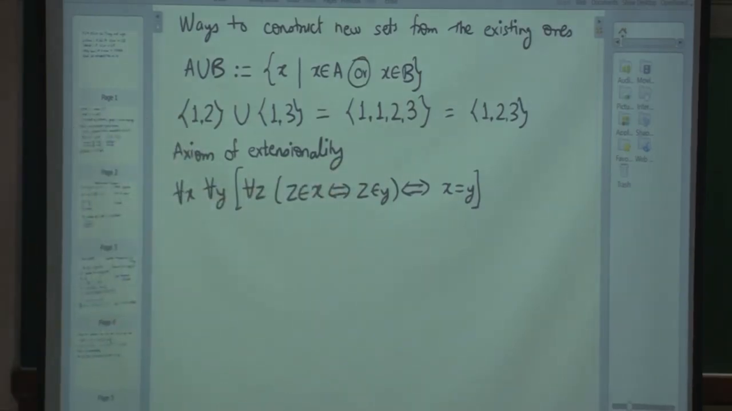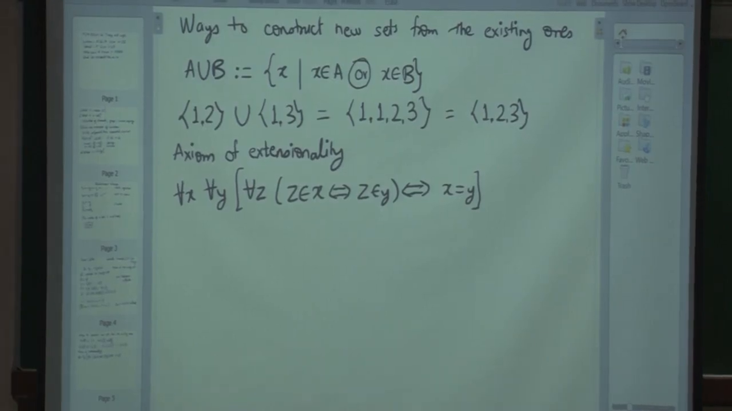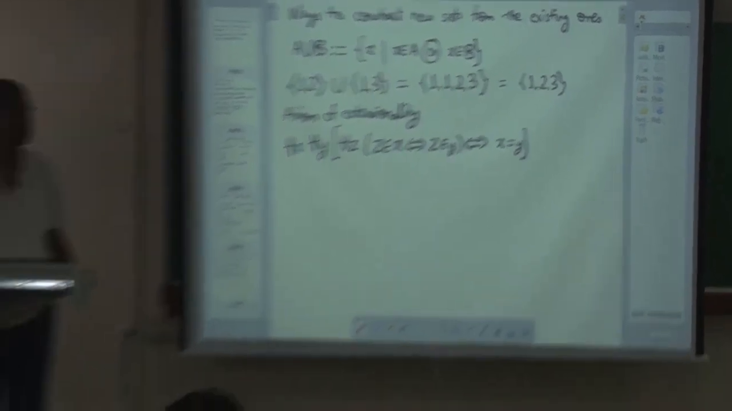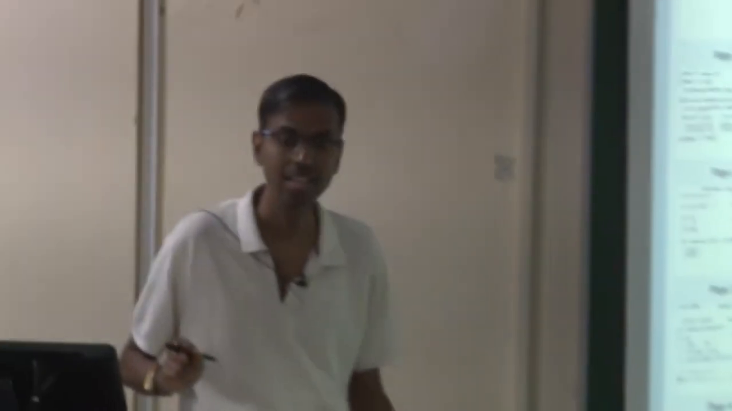Right, this element 1 is already contained on the other side. Even though I have written them twice, it doesn't really matter. Right, these are the same sets. We are not talking about multi-sets. Yeah. As sets, they are the same, so it won't matter.